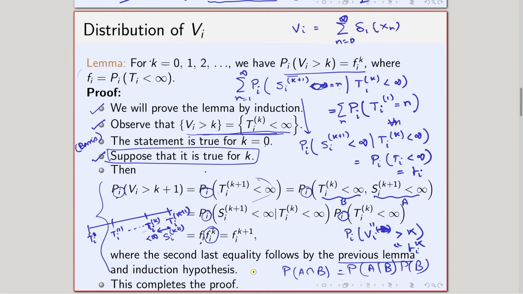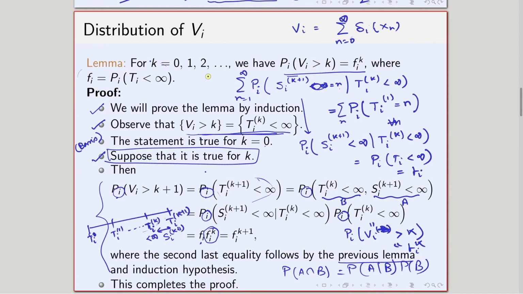So we have proved that starting from i, the probability of V_i greater than k is the same as F_i to the power k, where F_i is nothing but P_i(T_i < infinity), and this is true for all values of k from 0, 1, 2, and so on.